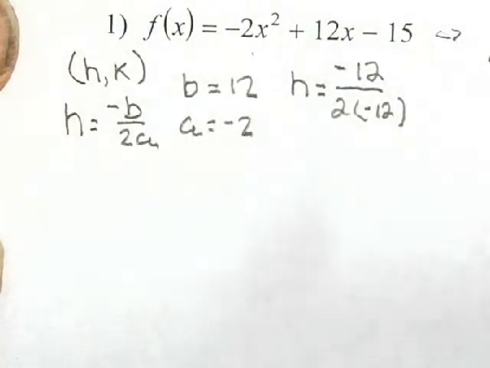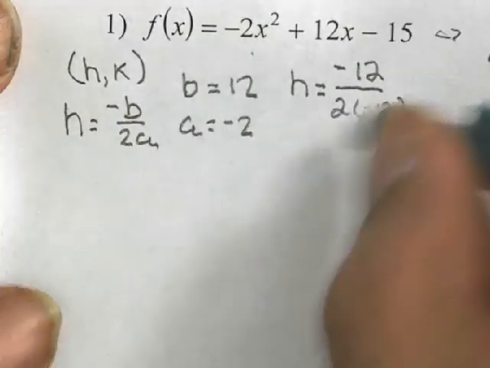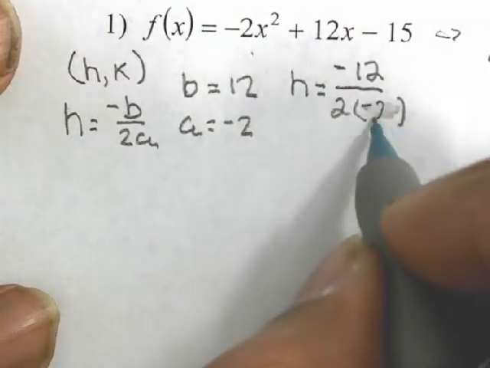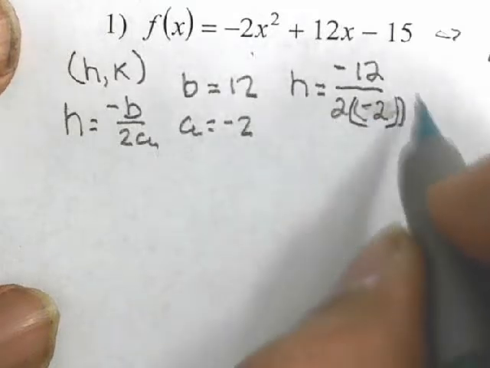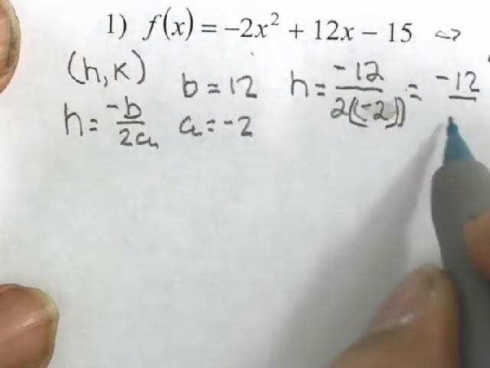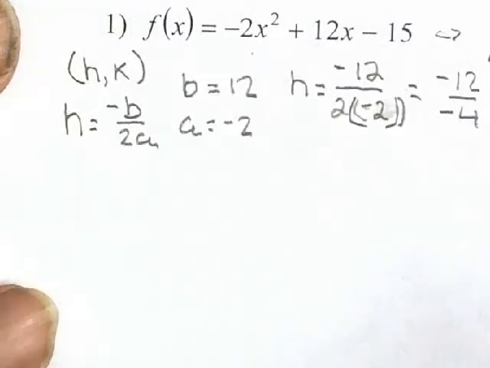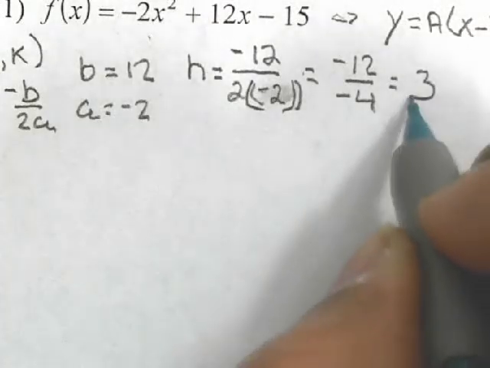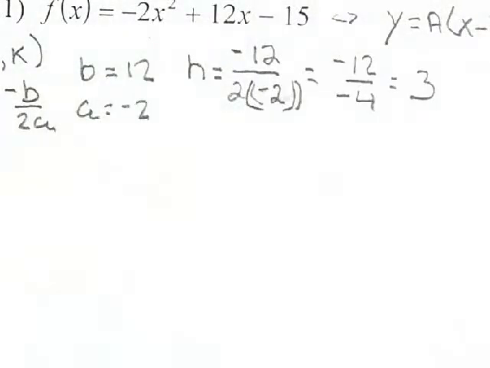Oh, it's negative 2. My fault. Alright. So you have negative 12 over negative 4. 2 times negative 2 is negative 4. And negative 12 over negative 4 just reduces to 3. Alright. So we have h equals 3.